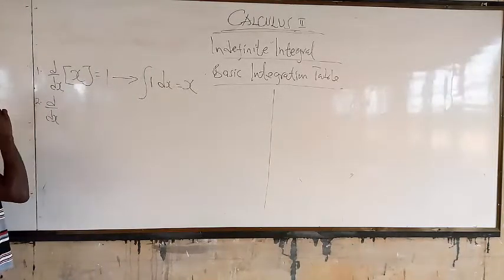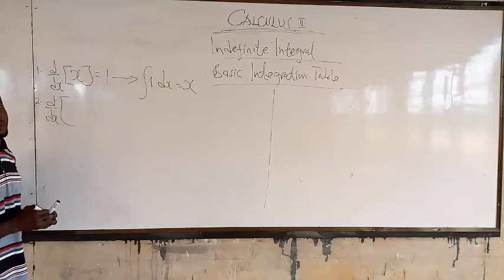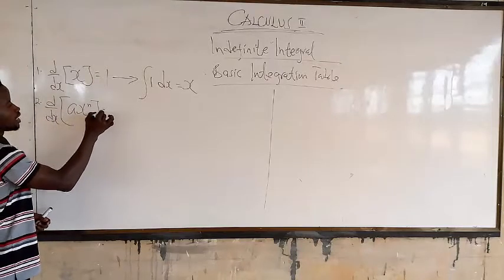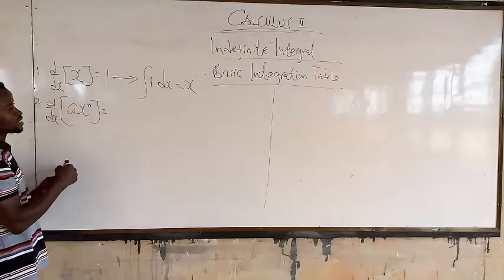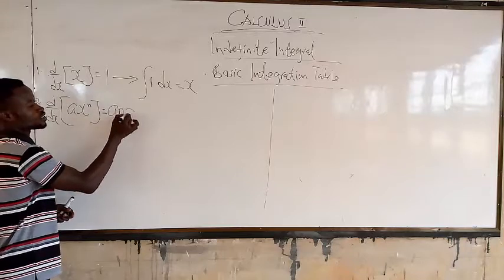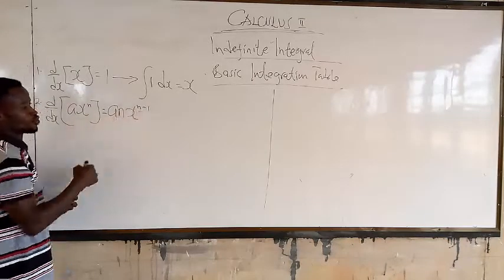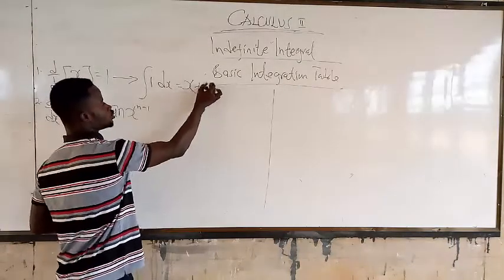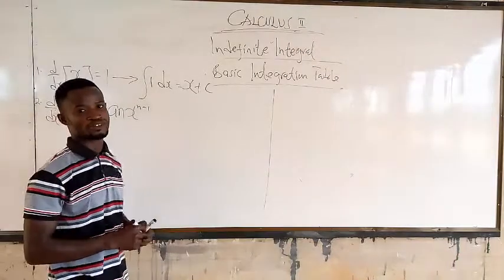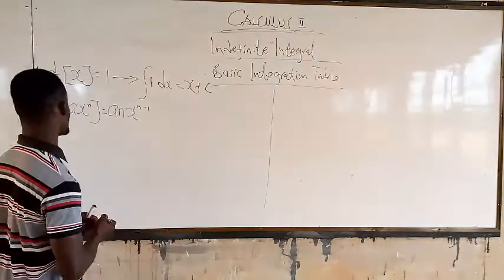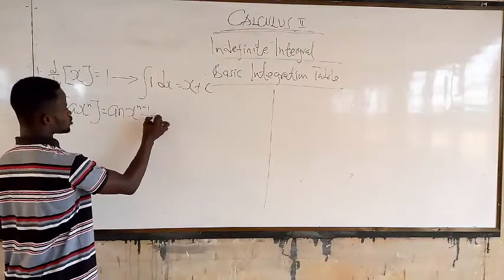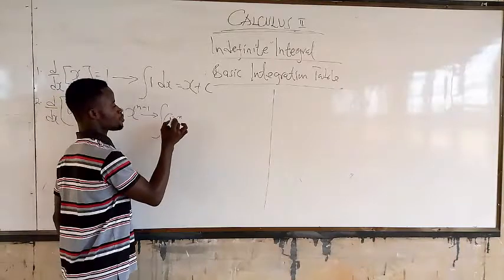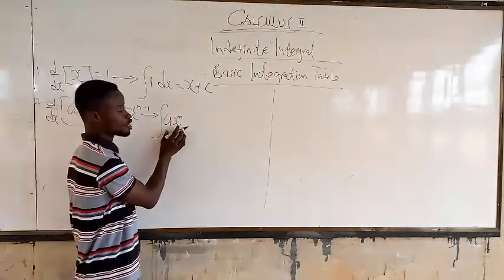If you have a polynomial function x to the power n in differentiation, when you differentiate this, you multiply the power by the coefficient, then you subtract 1 from the power. But please remember that in integration, you add plus c to represent a family of constants.